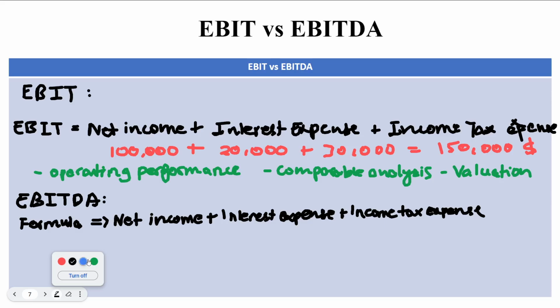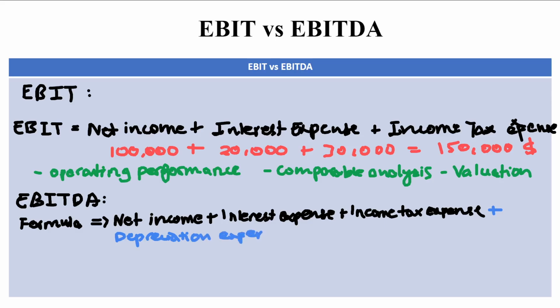Now I'm going to change the color so I can show you where the main difference comes in. Then we have depreciation expense. I'm going to write it here: depreciation expense plus amortization expense. So this is our formula for EBITDA. As you can see, we have an additional depreciation and amortization expense added.